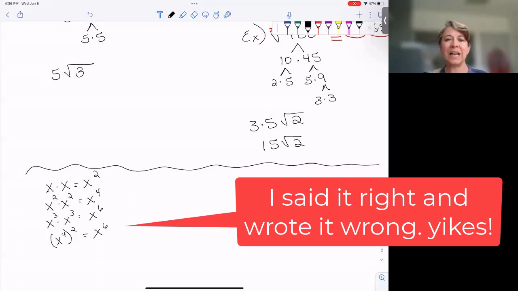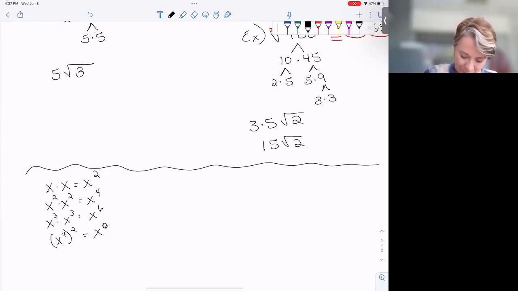So notice, anytime we square a variable, regardless of what its initial exponent was, notice we are, oh, I said 8 and I wrote 6, didn't I? Ding. So notice on all of these, we are getting even exponents. So anytime you have an even exponent, that means you have a perfect square with a variable. You just have to divide it by 2.